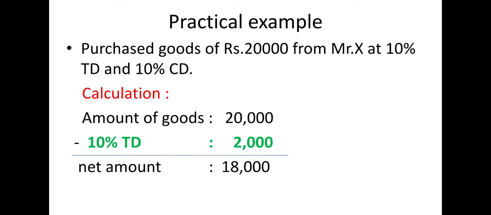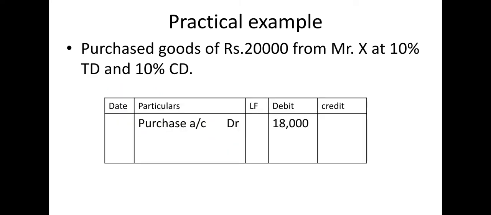Trade discount, as you know, we cannot show in the journal entry, so we have to show only 18,000. Now journal entry, let's discuss. First, debit what comes in? Goods come in, student. So purchase account will be debited by 18,000. Purchase account debit 18,000, and Mr. X is the giver. So to Mr. X account. Okay, this transaction is over.